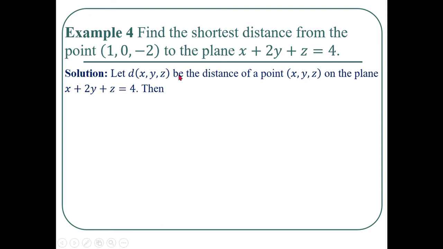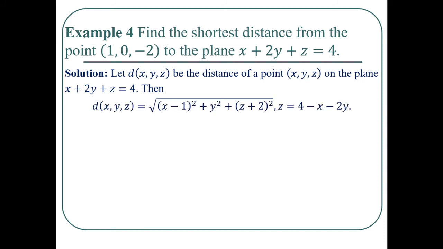So d of (x, y, z) will be the distance of a point (x, y, z) on the plane from the point (1, 0, minus 2). It can be calculated by using the distance formula in R3. So it will be under root of (x minus 1) squared plus (y minus 0) squared plus (z minus minus 2, that is z plus 2) squared. Where z will be 4 minus x minus 2y. So you have to replace z here as 4 minus x minus 2y, so that this function of 3 variables will be reduced to a function of 2 variables.